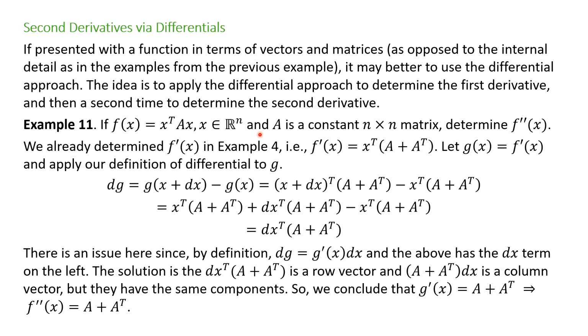We already took the first derivative. That was example 4 from the previous lesson. So we have that as a starting point. We just need to take the derivative a second time to get the result that we want. So I let g of x equal f derivative, and then we're going to just do the differential approach on g, and that'll give us our solution. So we have g of x plus dx minus g of x. Then we plug in x plus dx for x. So I've done that here, and we subtract g of x.